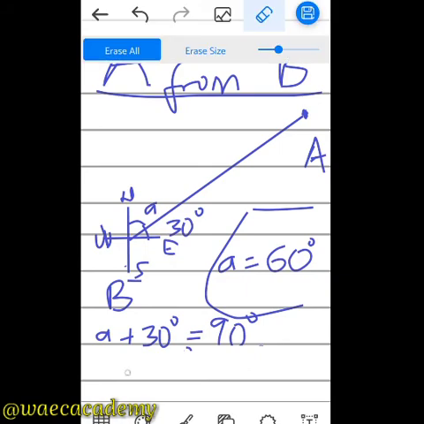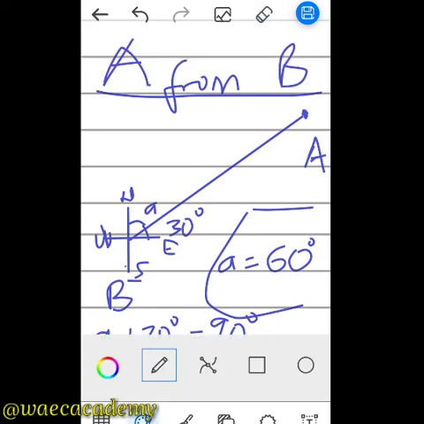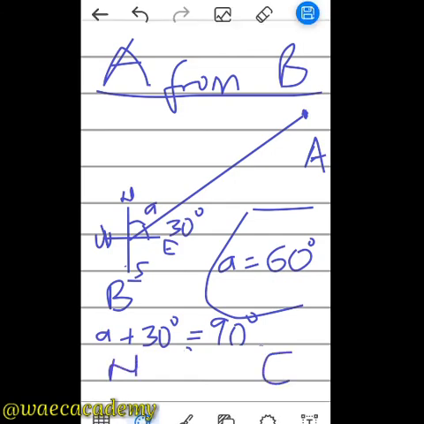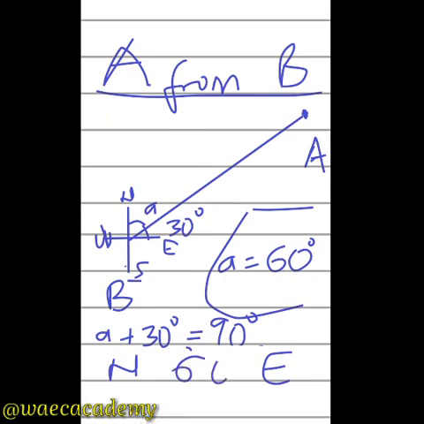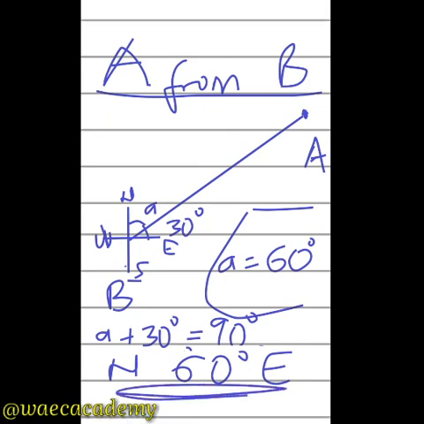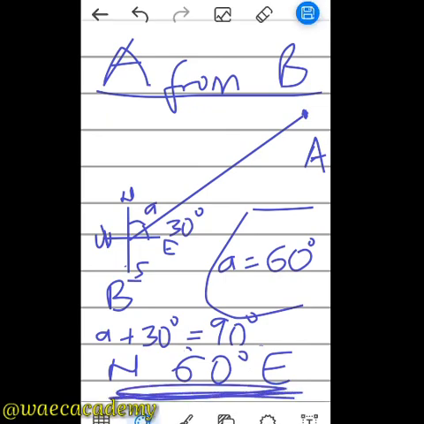The right answer, since we know that A is between north and east, you can just write out north over here and write your east over here. So what angle are we going to put in between? It's going to be 60 degrees. So which means the bearing of A from B is going to be north 60 degrees east. That is 60 degrees northeast. So that's what the answer is going to be. And that's that for this video.